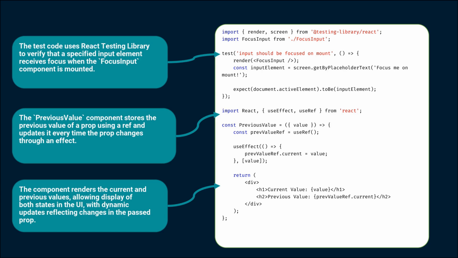In the rendering phase, we display both the current and previous values on the screen in a simple yet informative format, showcasing how useRef can be a powerful tool for state management without incurring the performance costs associated with re-renders. Now let's implement the following code to test our PreviousValue component.